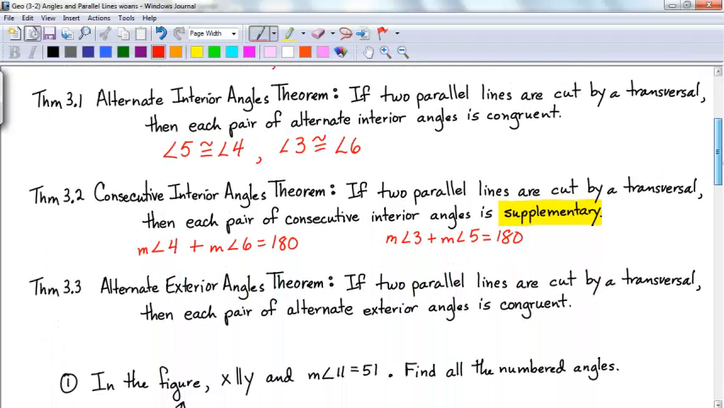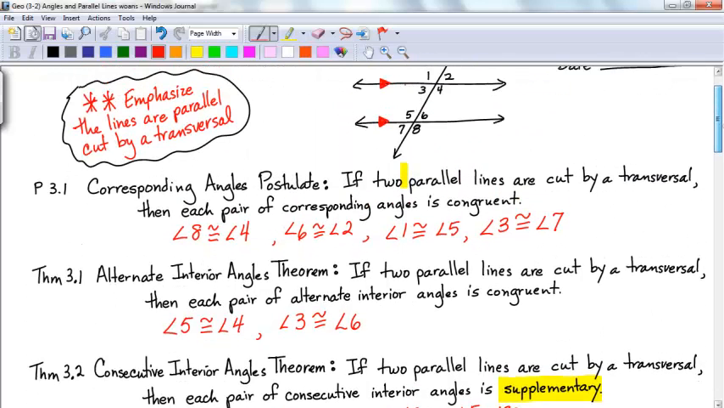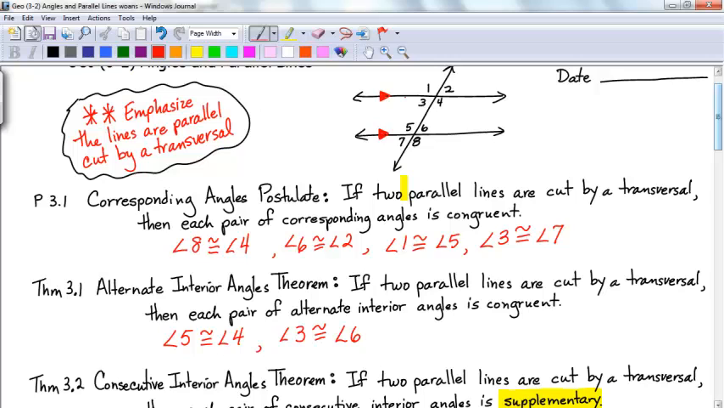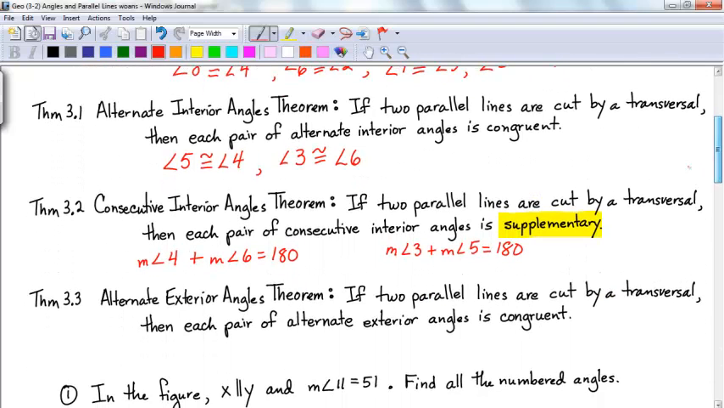Okay, theorem 3.3, alternate exterior angles. If two parallel lines are cut by a transversal, then each pair of alternate exterior angles is congruent. So look back up at your picture. Alternate exterior: 2 and 7 would be one. What's another one? 1 and 8. So angle 2 is congruent to angle 7, and angle 1 is congruent to angle 8. Those are alternate exterior angles. And the only reason they're congruent is because you have parallel lines cut by a transversal.